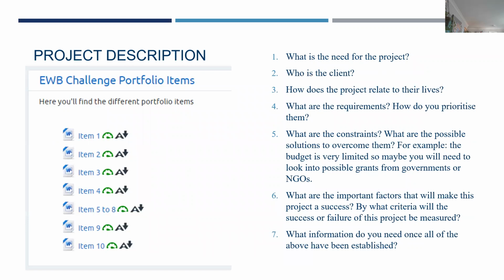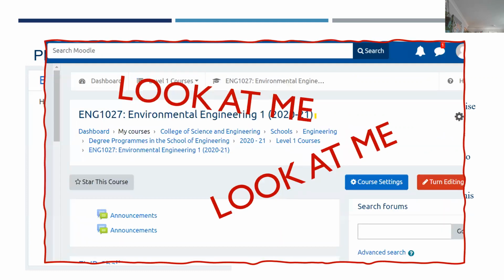Next, it's good to look at the project description. So what are your assignments that you have looked at? There's lots of different things you have on the Moodle, and some of them ask questions like, why do you need this project? Who is this client? How is this project relevant to their lives? And so on. Again, these are all going to be on your Moodle. So look at the Moodle. This is going to give you a really good indication of the types of information you're going to need to have in your presentation.